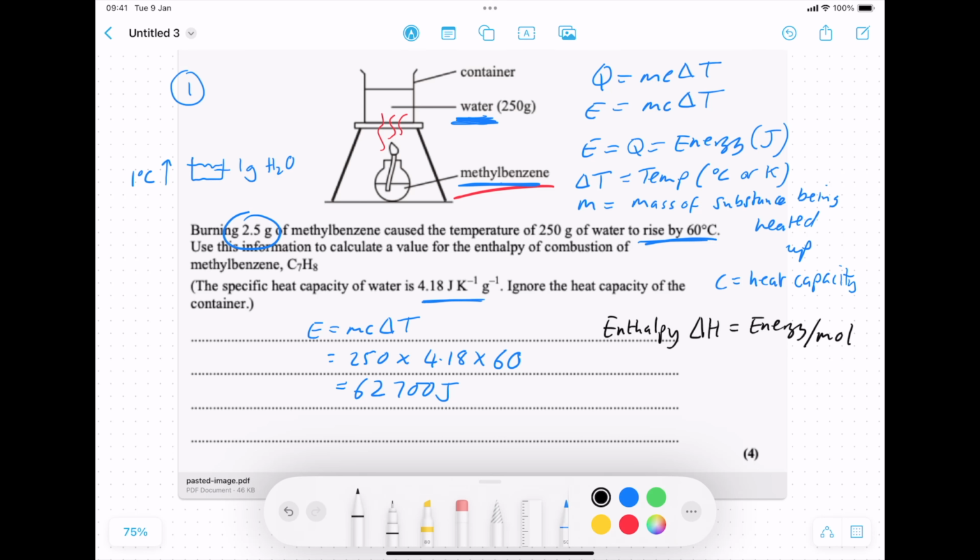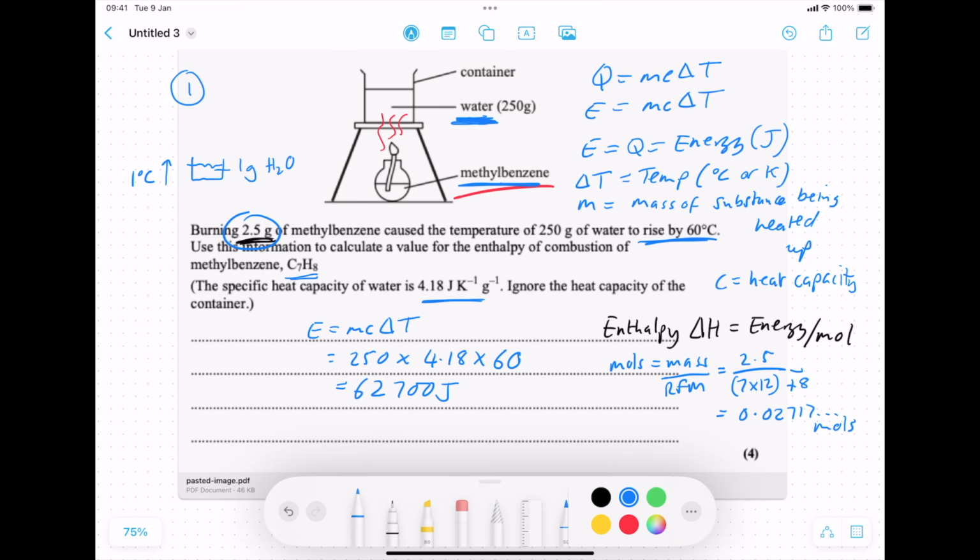Well, for that, I need to turn to the beginning part where it tells us that 2.5 grams of the methylbenzene was burnt. We have moles equals mass over RFM. The mass of methylbenzene burnt is 2.5. The RFM stands for relative formula mass of methylbenzene, so that is C7H8. So it's going to be 7 times 12, because carbon has an atomic mass of 12, plus 8. So 2.5 grams of methylbenzene is equivalent to 0.02717 moles. That's the number of moles that have been burnt during this reaction.